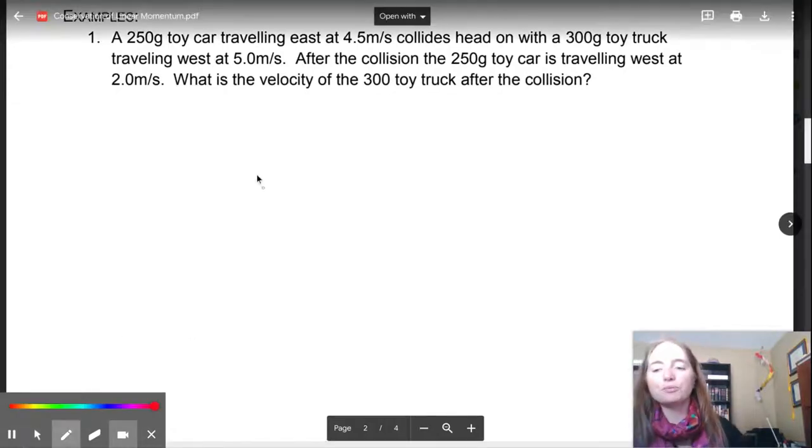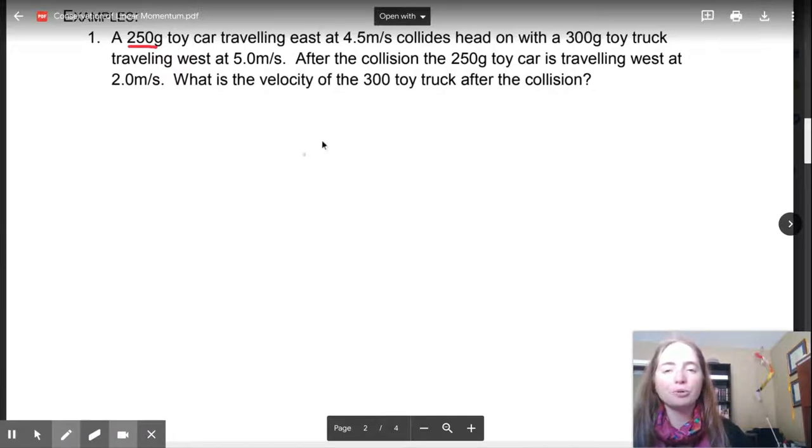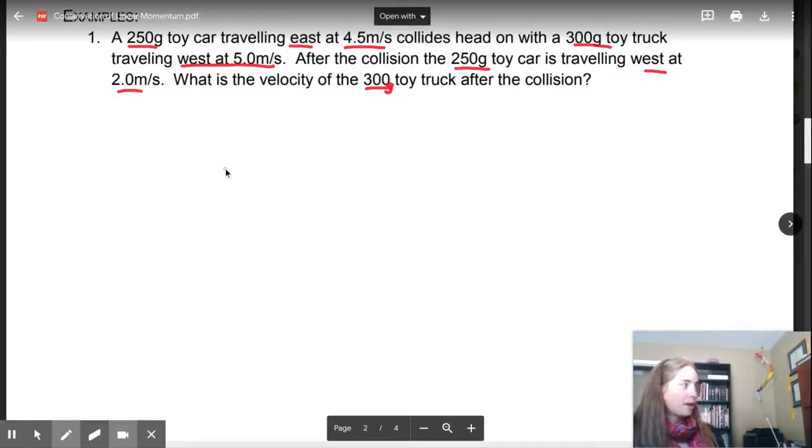So our very first one: a 250-gram toy car traveling east at 4.5 meters per second collides head-on with a 300-gram toy truck traveling west at 5 meters per second. After the collision, the 250-gram toy car is traveling west at 2 meters per second. What is the velocity of the 300-gram toy truck after the collision?